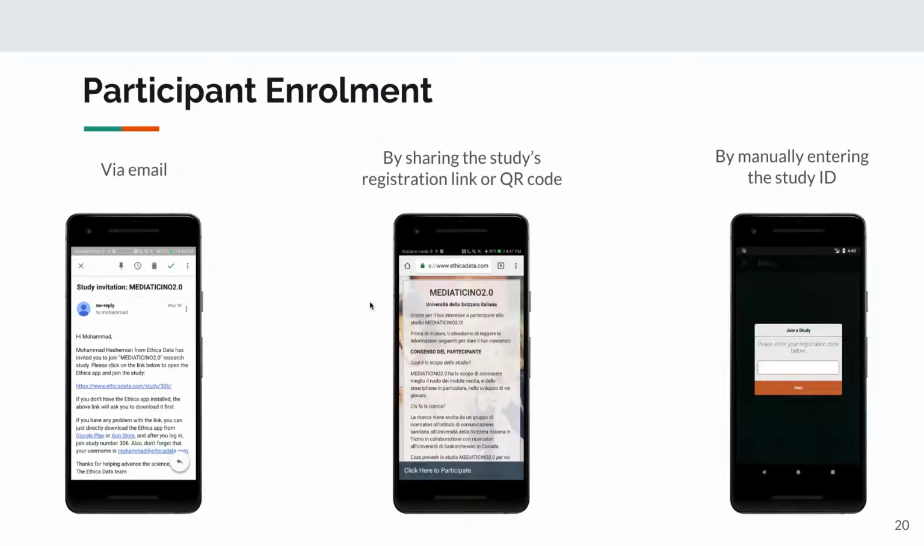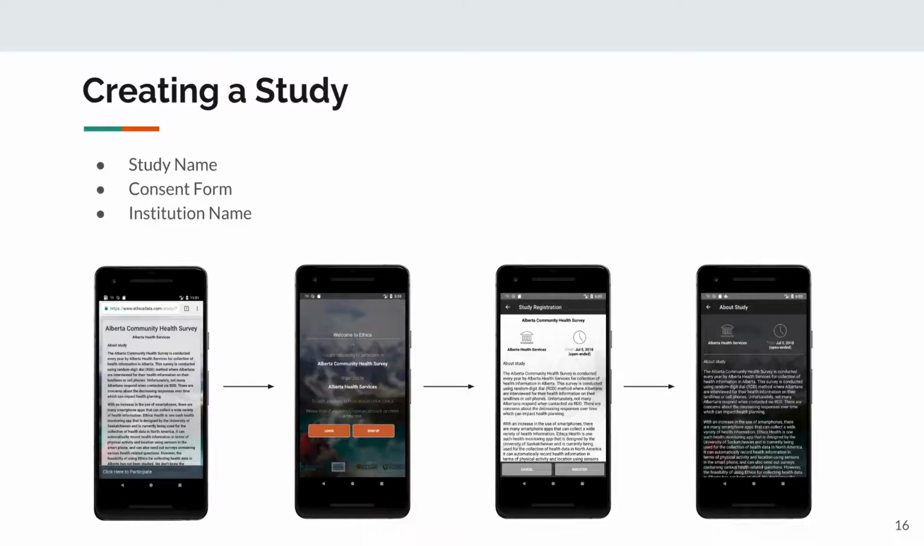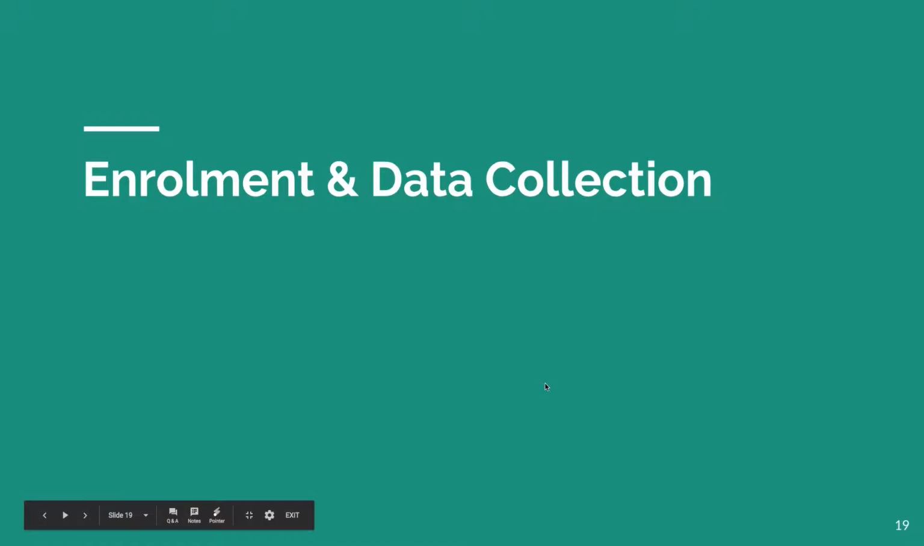To invite participants, you can send them an invitation email through the Ethica website. They receive an email with this link that they can tap to go to the study website, or they can simply type the URL in the browser on their phone, or scan the QR code. Eventually, they end up on this web page, where they can click here to participate. That takes them to Google Play or the App Store to download the application, and then they can create an account and so on. I talked about that in this page. They'll go through those steps.